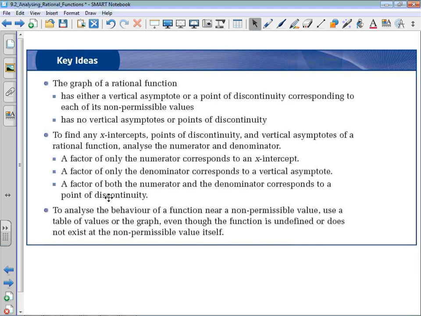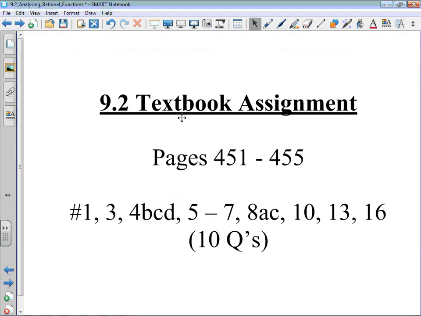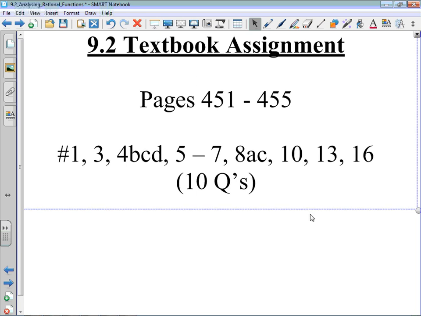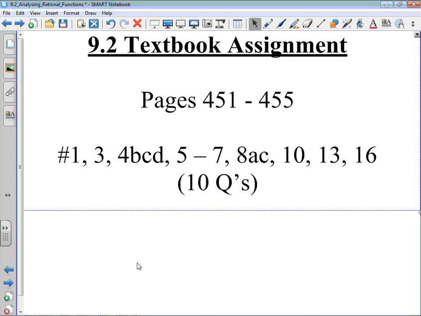Now, I am going to include an extra video in chapter 9 here. I'll put up the assignment, but please make sure you do watch the 9.2 horizontal asymptotes video as well, because the textbook doesn't really cover it very well, and I wanted to include just an extra bit to make sure you understood where they get their answers from in the textbook.